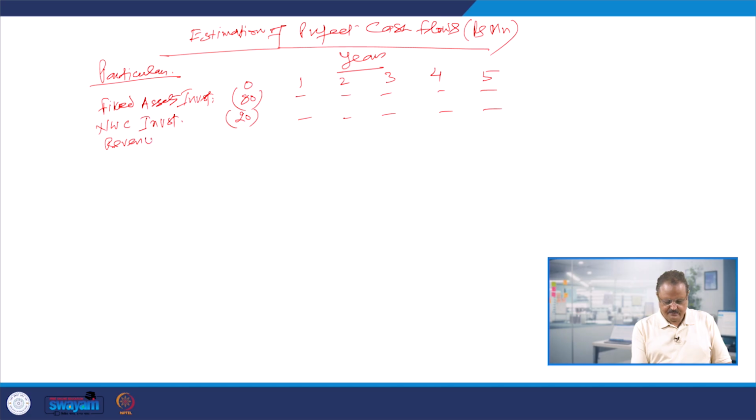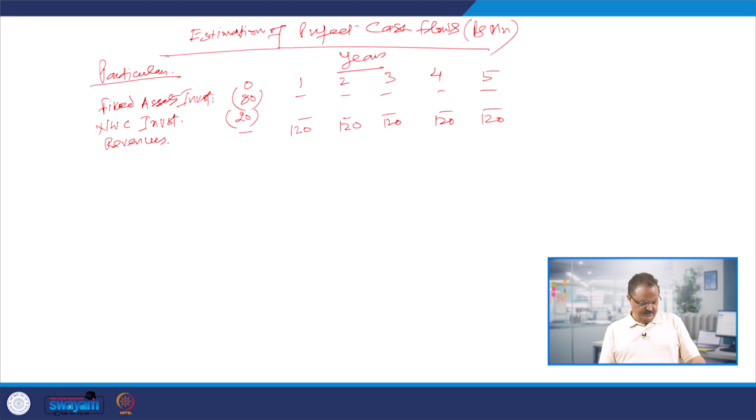So, this is going to be the revenues, and for the revenues purpose, if it was given to us, nothing, no revenue will come in the 0 period, but the revenue will come in the first year, that is 120 million, again 120 million, 120 million, and it is going to be 120 million of revenue each year.